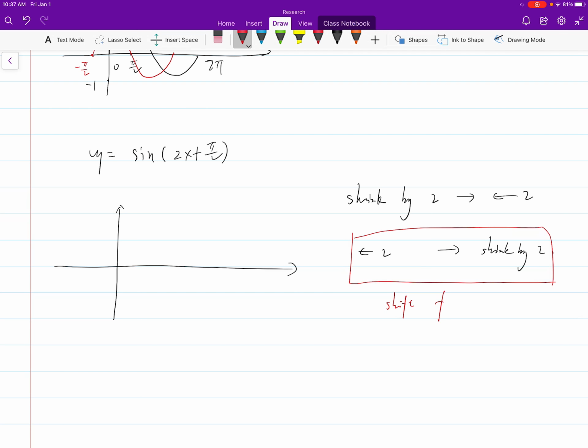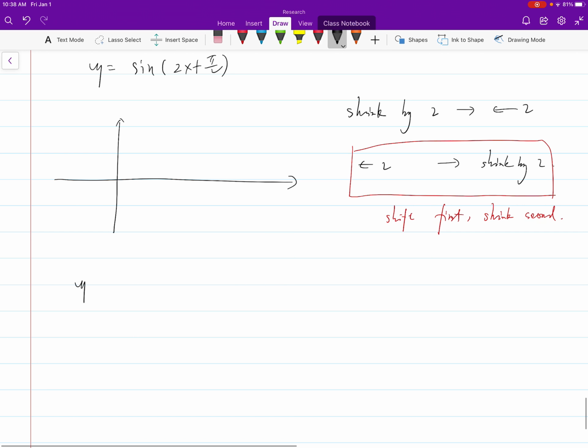The first one is you just simply do this. You remember, you always shift first. Shrink later. That's just the rule. You can remember that. We do have some reason behind that. If you want to review, go to your college algebra notes. Or another way you think about it is just you simply do this.